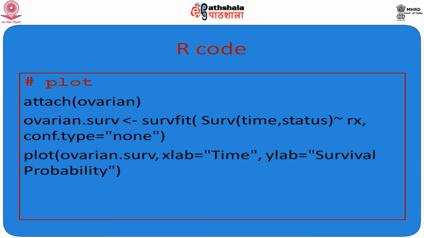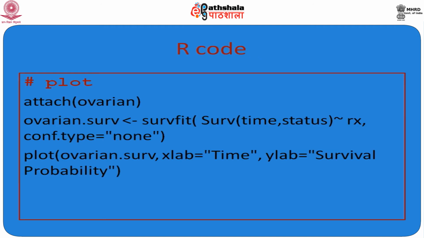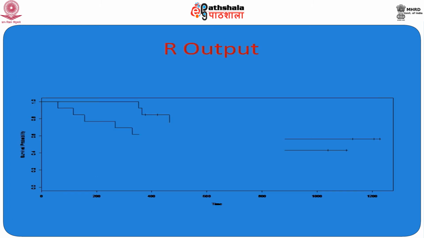Let's come to the second slide. This is the R output. Since the earlier slide we had mentioned that time and status follow Rx, and Rx is given two types, 1 and 2. So for Rx1 and Rx2, two graphs are presented as survival plots. Through the x-axis, the duration of follow-up for each patient is given.